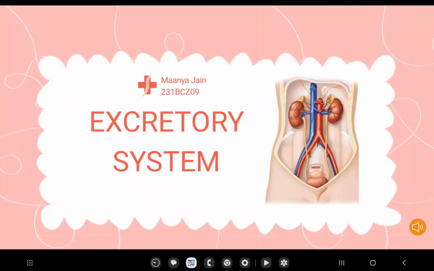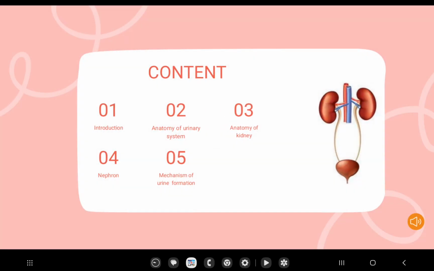Welcome everyone. The topic for this presentation is going to be the excretory system. The topics covered will be the introduction, anatomy of the urinary system, anatomy of kidneys, nephrons, and mechanism of urine formation.